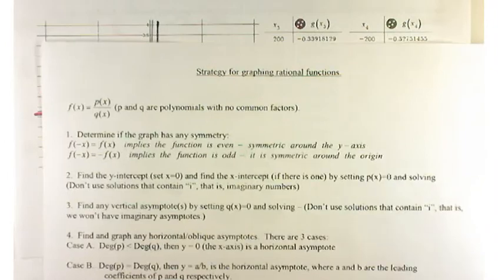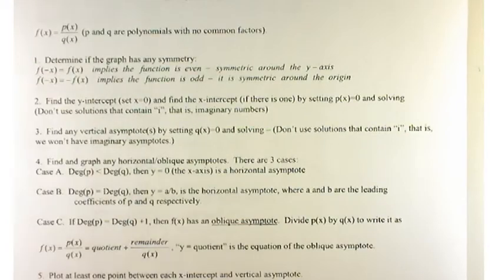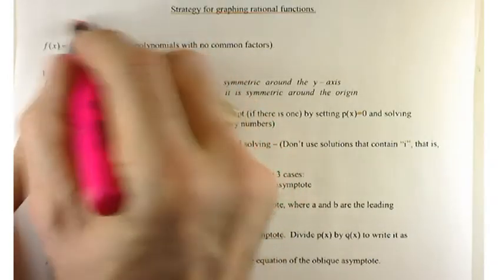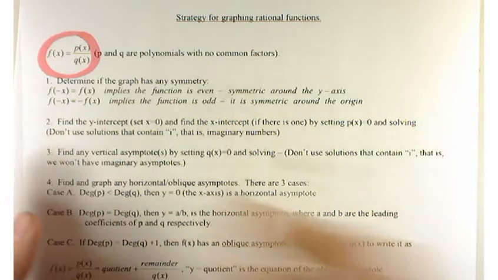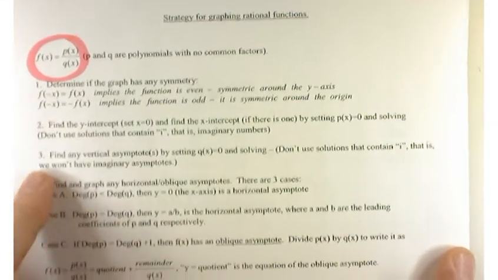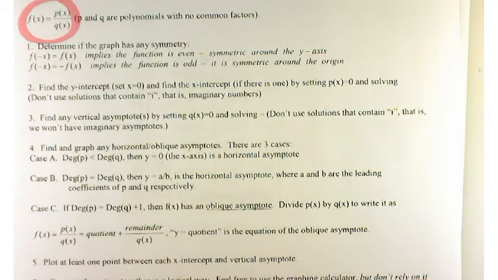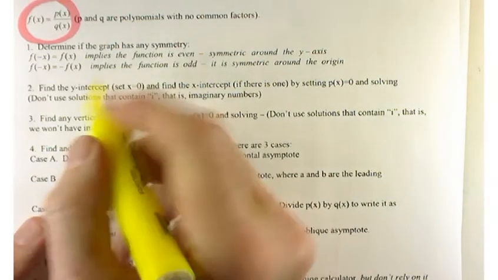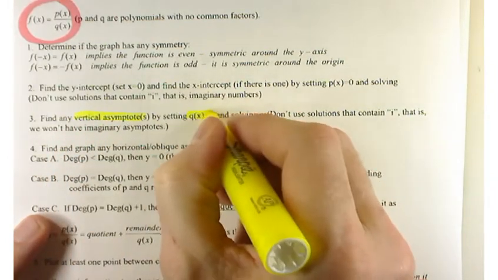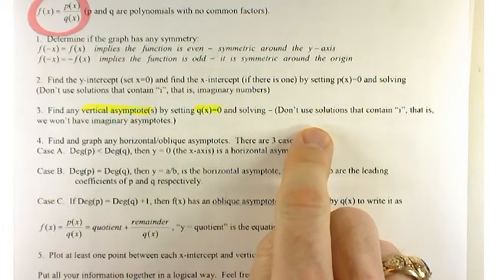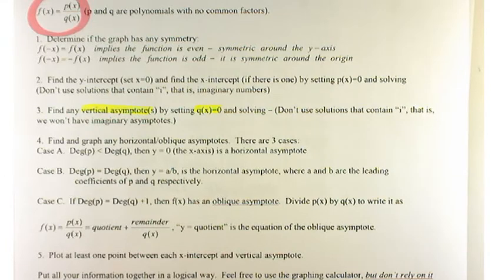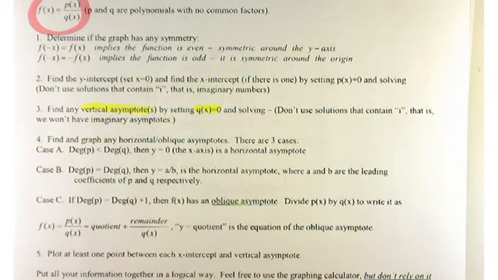So on the back side of the handout that I just gave you, we're going to assume that we're working with a rational function that looks like this. It's some p of x divided by q of x, where p and q are each polynomials with no common factors. If that's true, then we can find the vertical asymptotes by setting the denominator equals 0 and solving. Now we're not going to worry about solutions that contain i, because we're not going to graph imaginary asymptotes. But wherever there's a real solution, that's a place where you're going to get an asymptote.